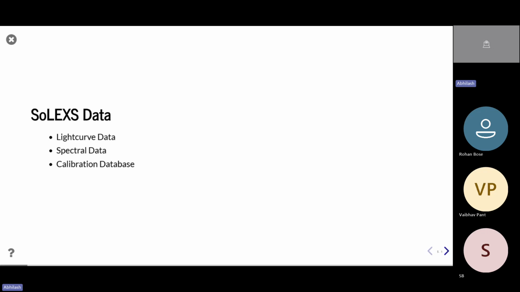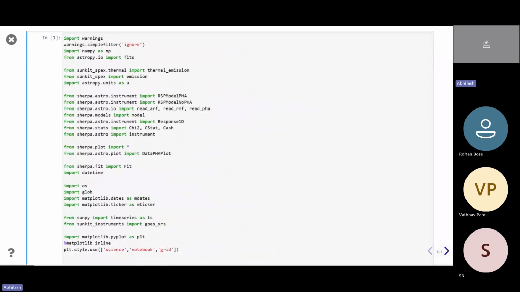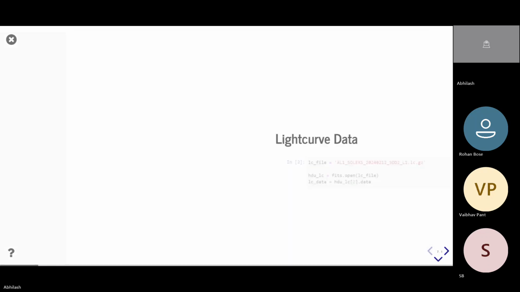Let us look one by one at what kind of data is available. What I'm showing is a Jupyter notebook. All the data is live and loaded. I'll be showing a lot of code as well. If you want to play around with some numbers, we can do it. It's an interactive session, so let me know if you want to change some number and see what happens. Okay, let's start with the light curve data.